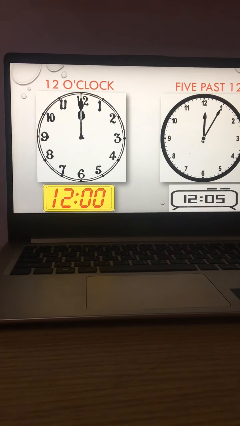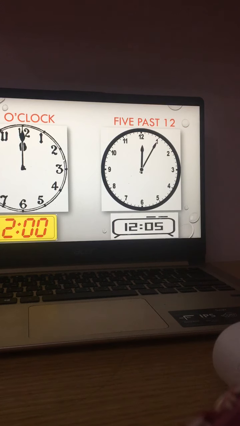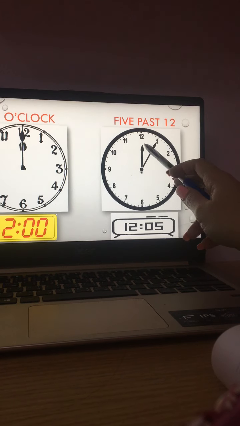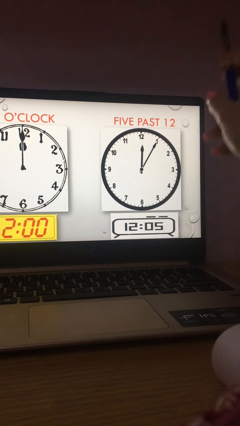Now let's see the second example. Okay, the minute hand is pointing to 1 and the hour hand is pointing to 12. Let's tell the time in words. As I said at the beginning of the session, when we tell time in words, we look at the what? At the minute hand first. Okay? So, the minute hand points to 1.